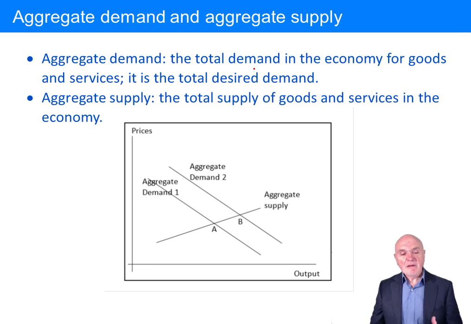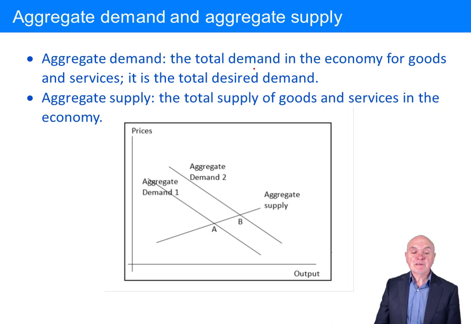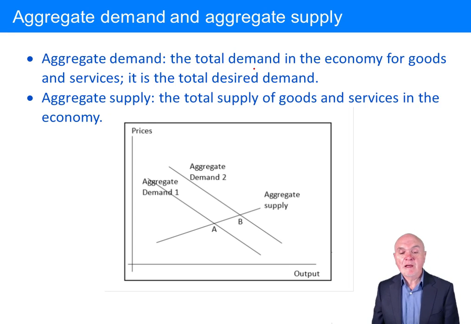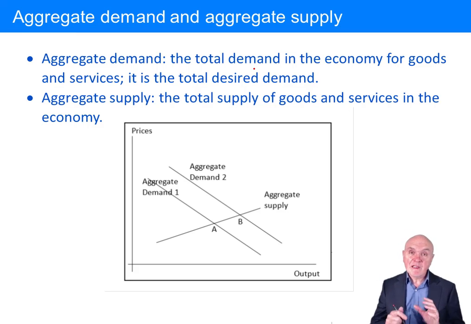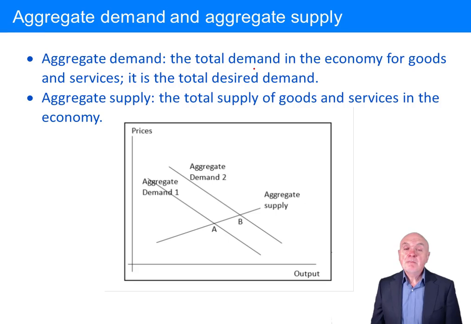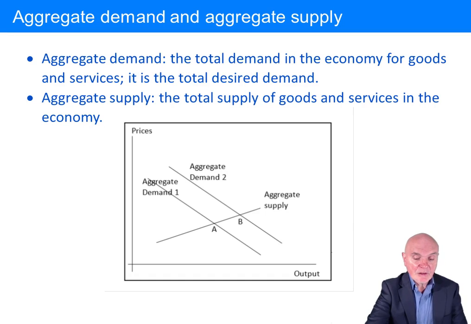Now, all of this spending, this aggregate, can be called aggregate demand. It's a total demand in the economy for goods and services. It's a total desired demand. So just confining it to ourselves as people who are going to determine this national demand here. Here we have the aggregate demand. Let's look at aggregate demand 1 here.